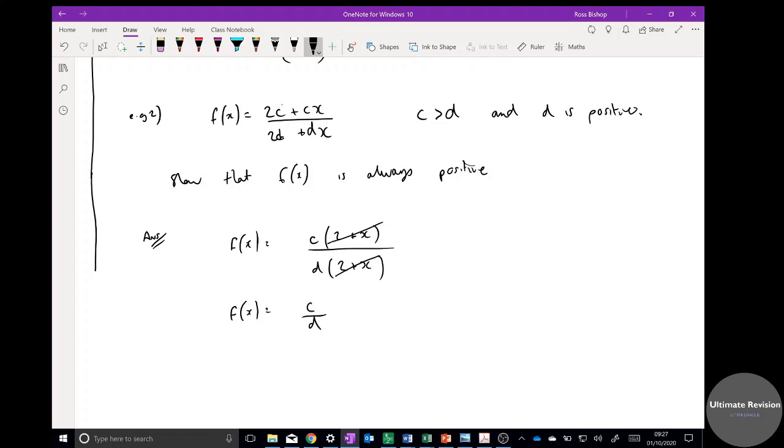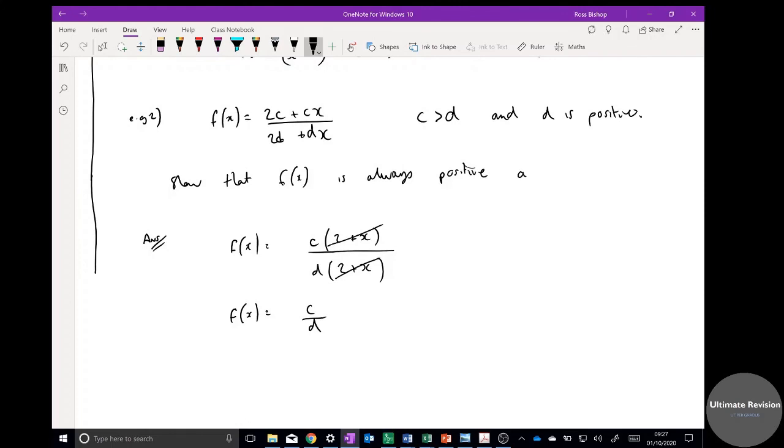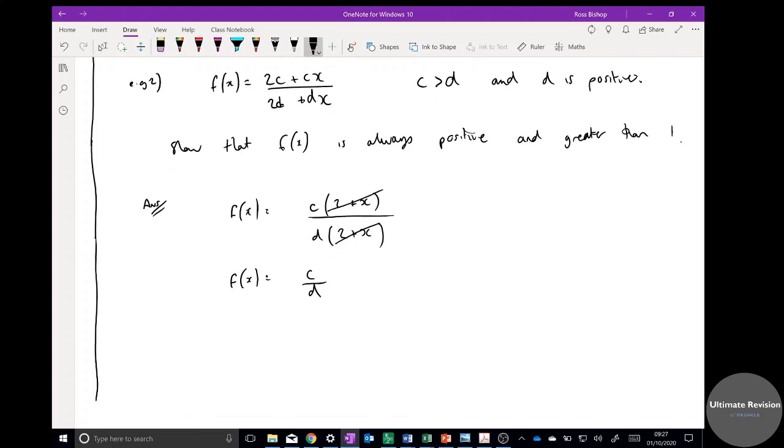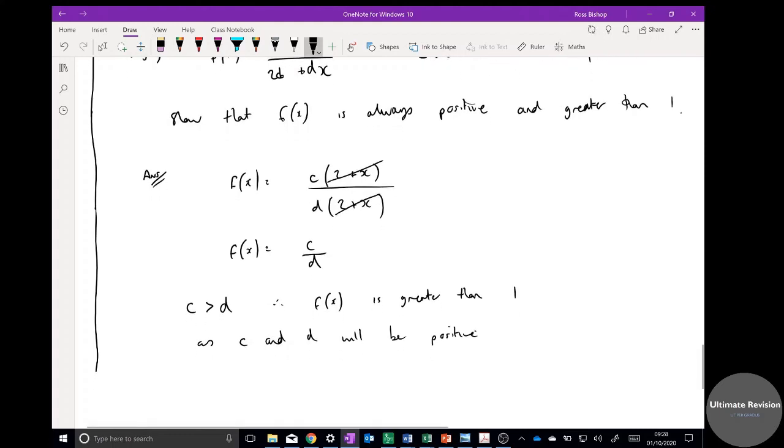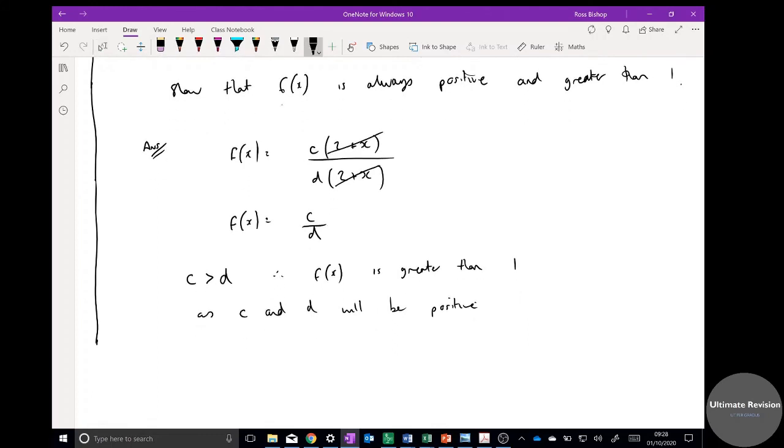Now, it says that c and d are positive in the question, and c is bigger than d. Therefore f of x has got to be greater than 1, as c and d are positive. It tells you in the question they're positive. And because c is bigger than d, that function there has got to be greater than 1. That is how you would answer the question.